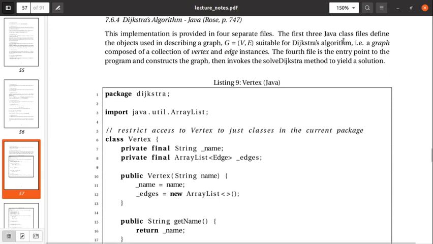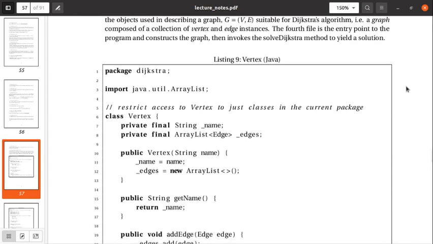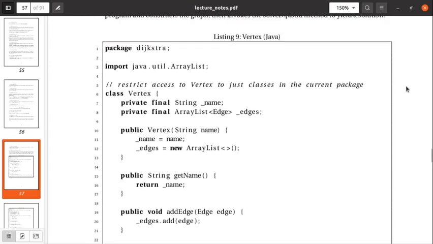And then the 4th file is the entry point to the program and constructs the graph, then invokes solve Dijkstra to yield a solution. Okay, so a vertex, we define which package this is going to be. And so the project, I just named it Dijkstra. Right? We import array list from java.util.